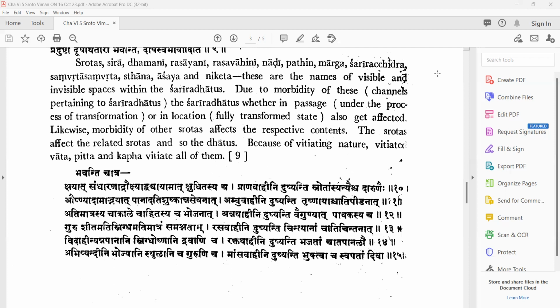Pranavahasrotas, Annavahasrotas, Udakvahasrotas. So Pran, Anna, Udak, 3 complete. And then Saptadhatu, Rasavahasrotas, Raktavahasrotas, Mausavahasrotas, Medovahasrotas, Asthivahasrotas, Majjavahasrotas, Shukravahasrotas.